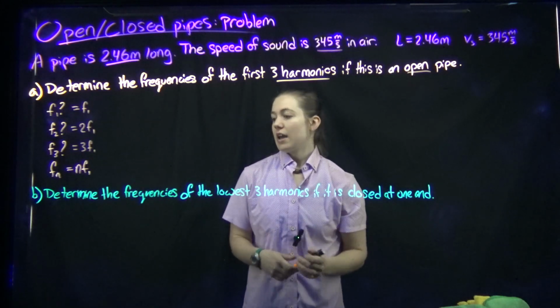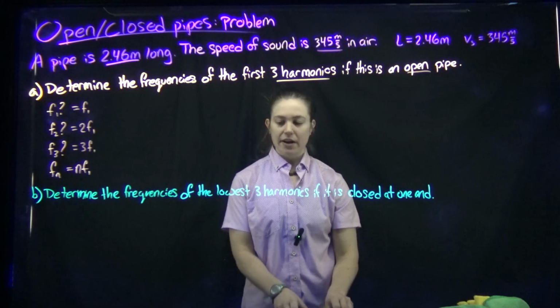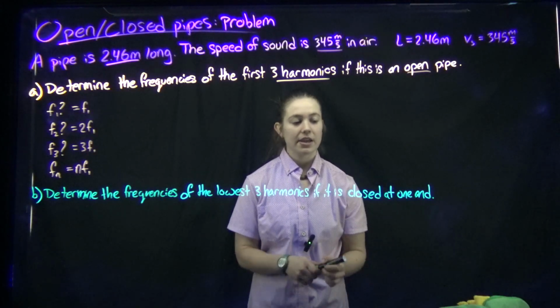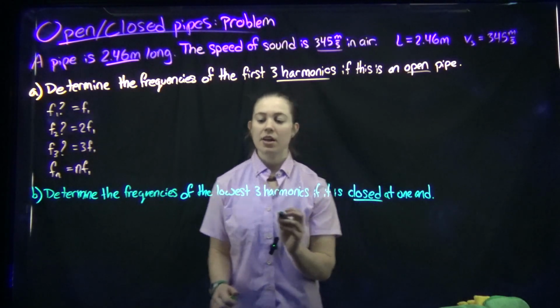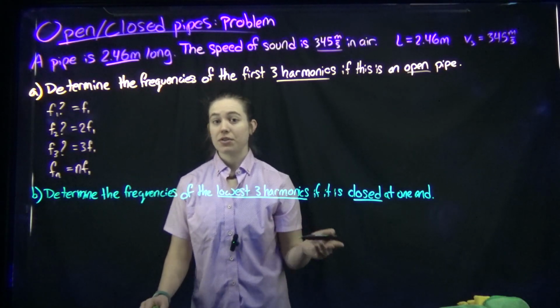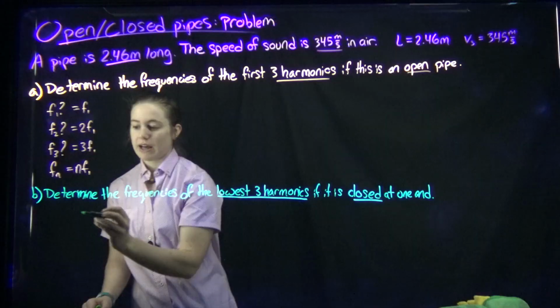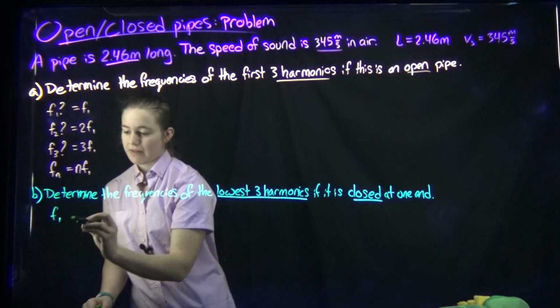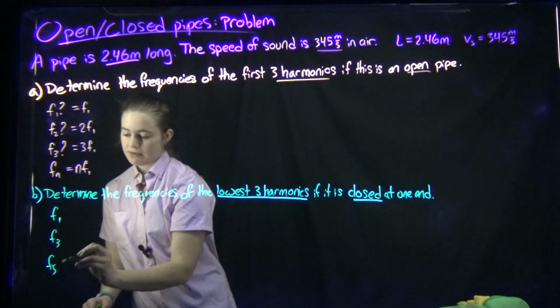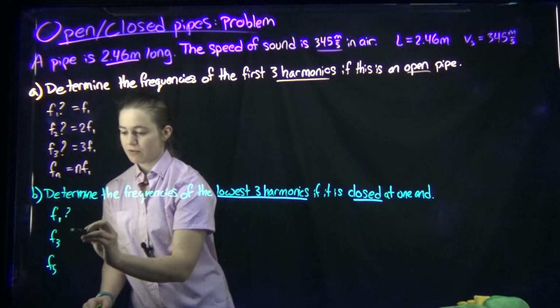All right, and then in part B, we're asked to find the frequencies of the lowest three harmonics if it's closed at one end. Notice they're saying the lowest three. It's not going to be the first three harmonics, remember, because we don't have even harmonics. So we'll have F1, F3, and F5 are what we're looking for.